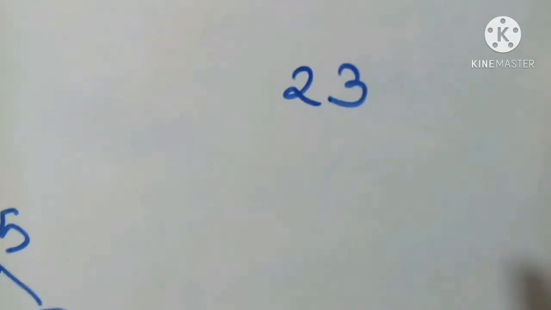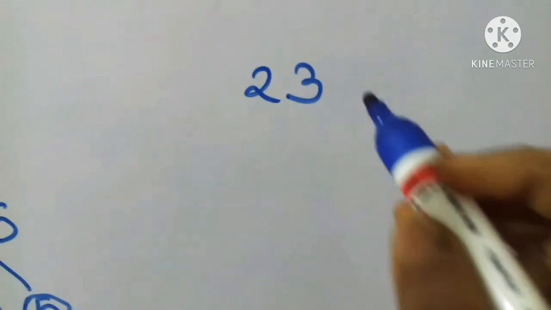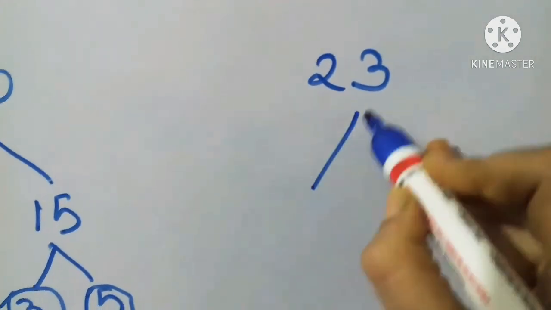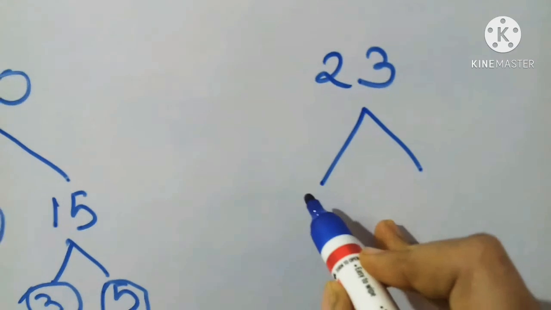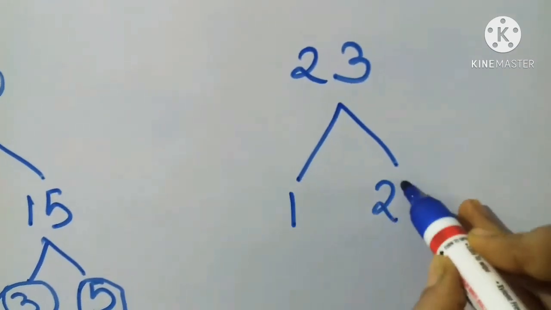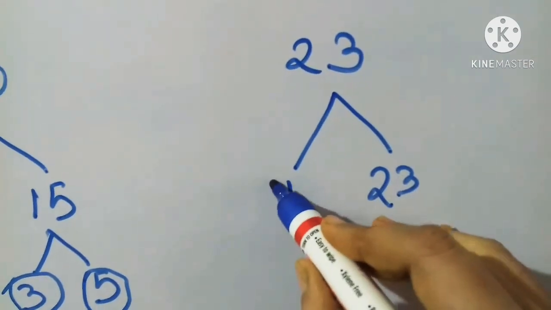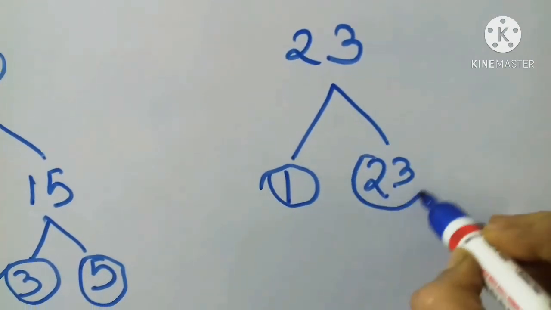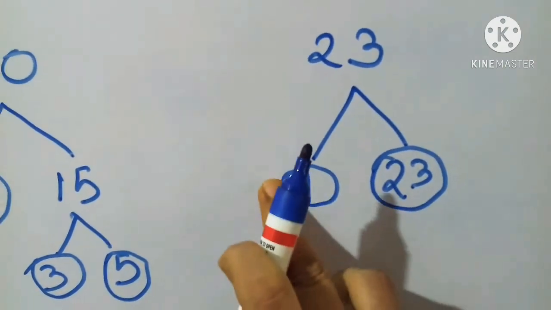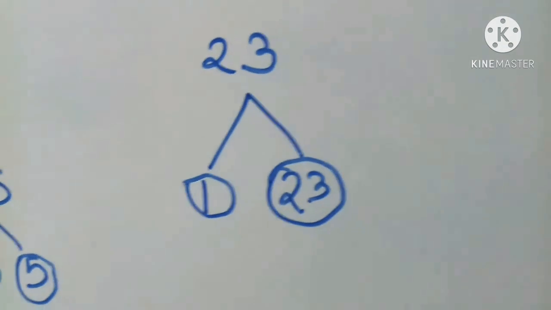Next number I am coming to is 23. You all know that it is already a prime number, so I can't divide it by any number except 1 and itself. So 1 23 is 23. So the prime factors of 23 will be 1 and 23 only.